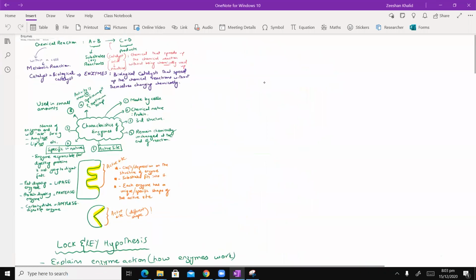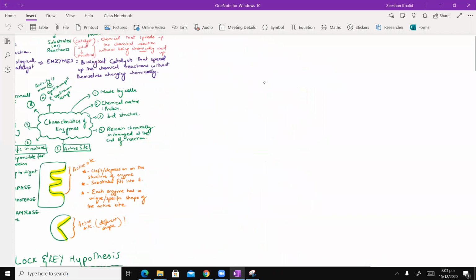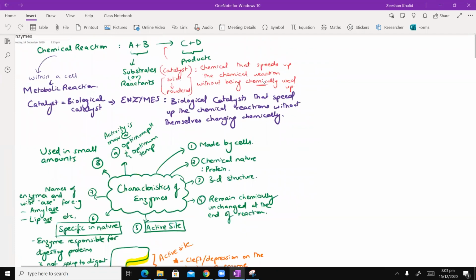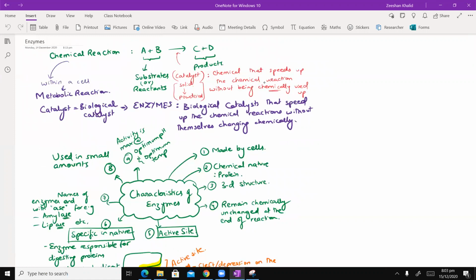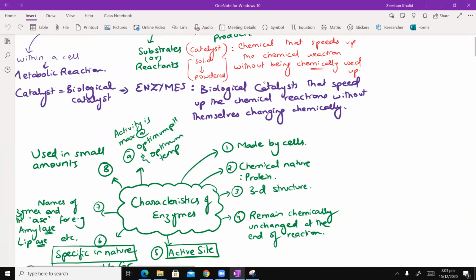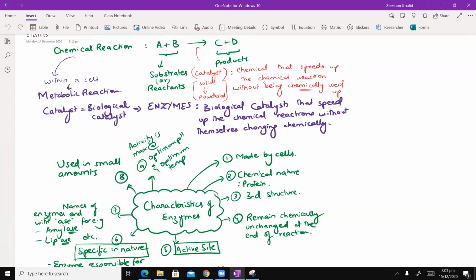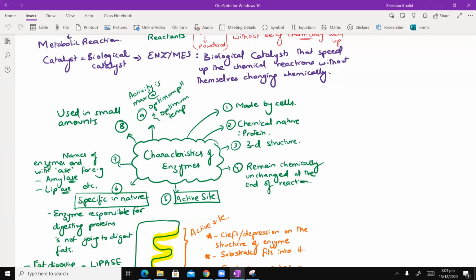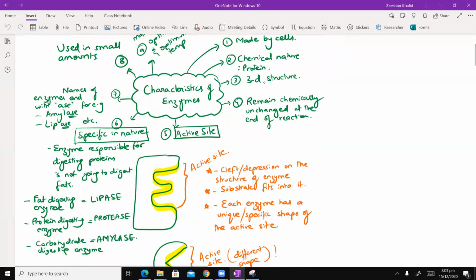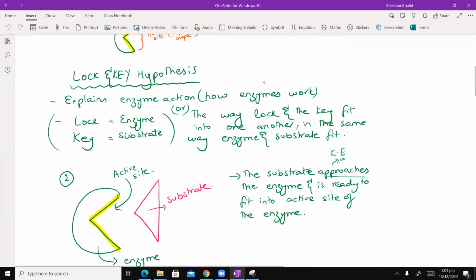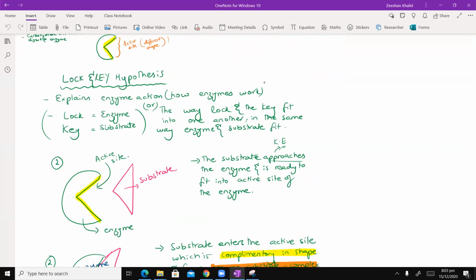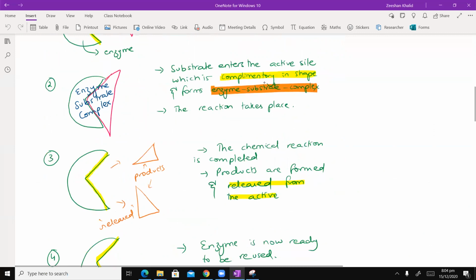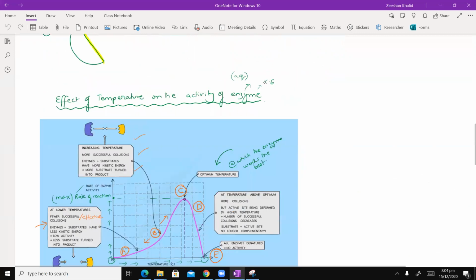हमने अल्हम्दुलिल्लाह शुरू किया था. We started off with discussing the idea of enzymes, including the definition of catalyst and all of that stuff. फिर मैंने आपको बताया था, we went to look at some characteristics, specifically talking about the active site and talking about the specificity in nature. And then we went on to discuss this important idea of lock and key hypothesis, which is a very important thing from exam perspective.